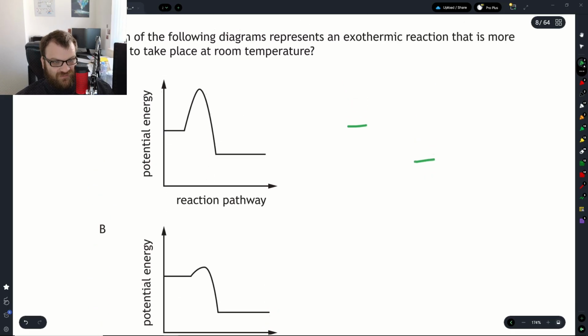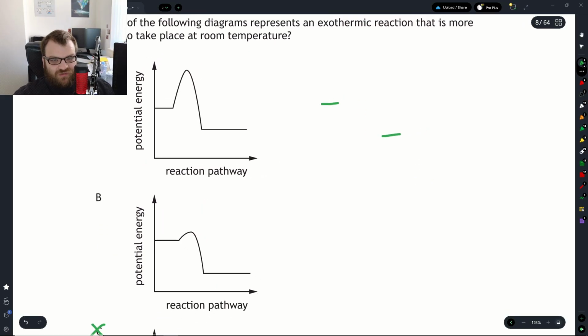Going up, we need to think about room temperature. At room temperature, we're going to have low kinetic energy. This means that we need a low activation energy, so our jump up has to be fairly small.